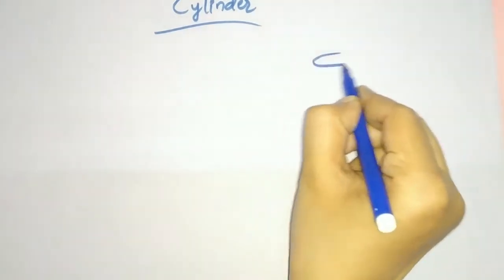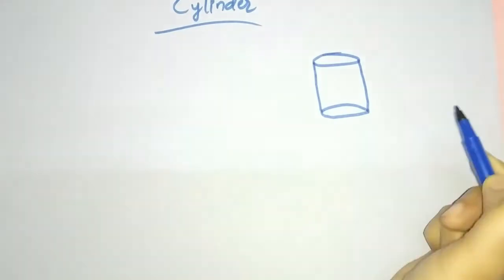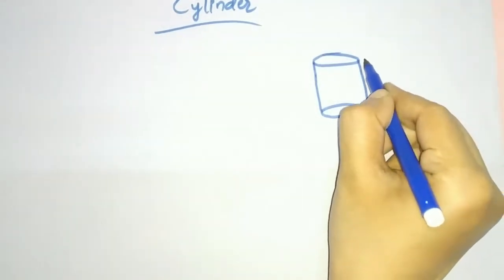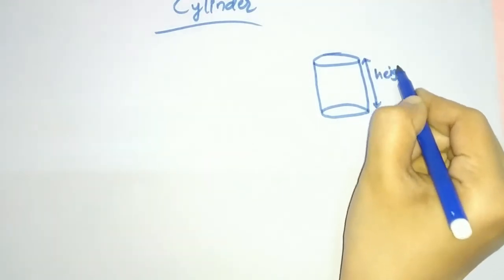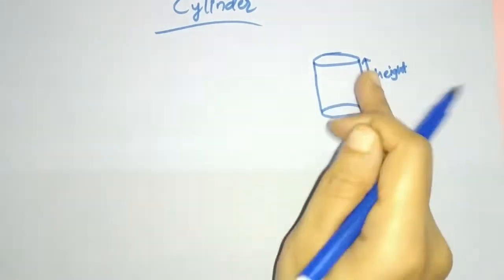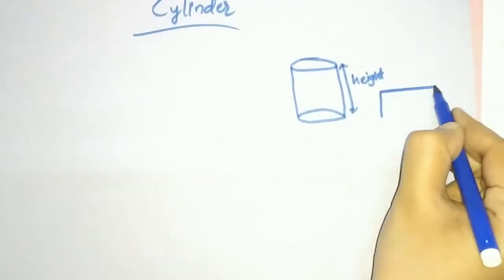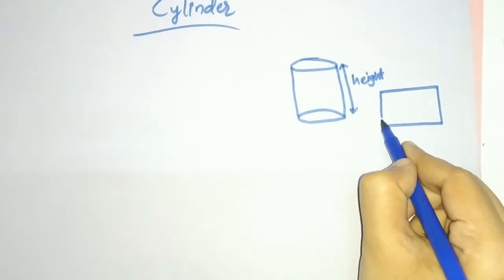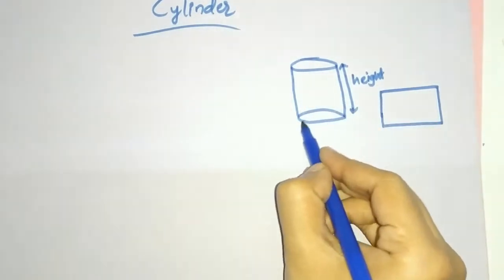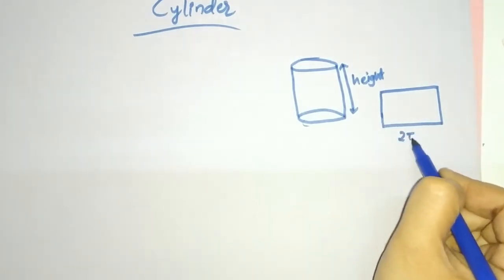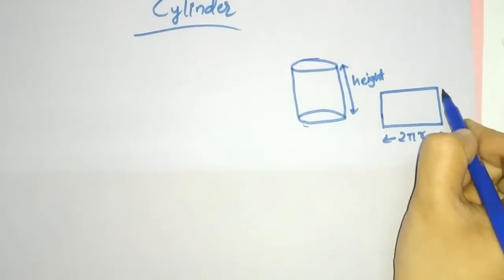Consider here I am going to draw one cylinder. This is a cylinder, and this is its height. When you take this lateral surface area and open it out, it becomes a complete rectangle. This part is going to be a rectangle, and this base circumference is going to be 2 pi r, and the height will be here.